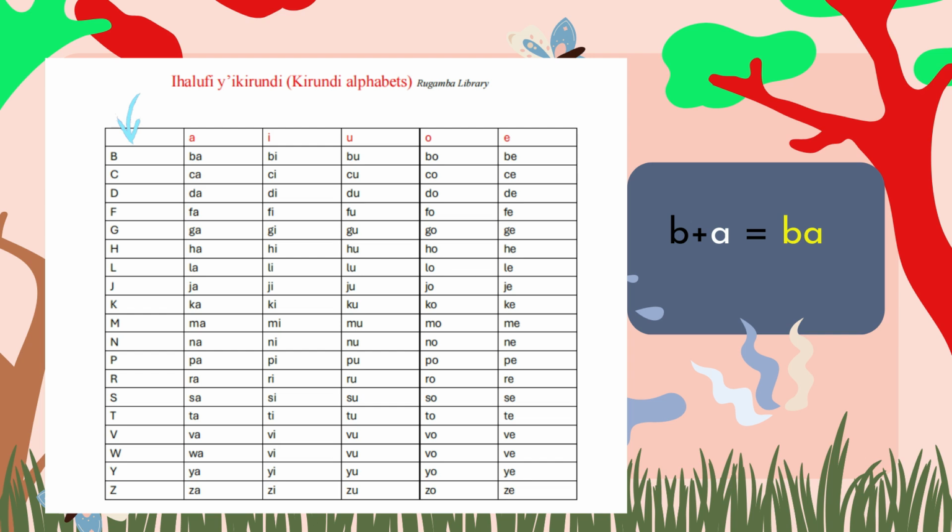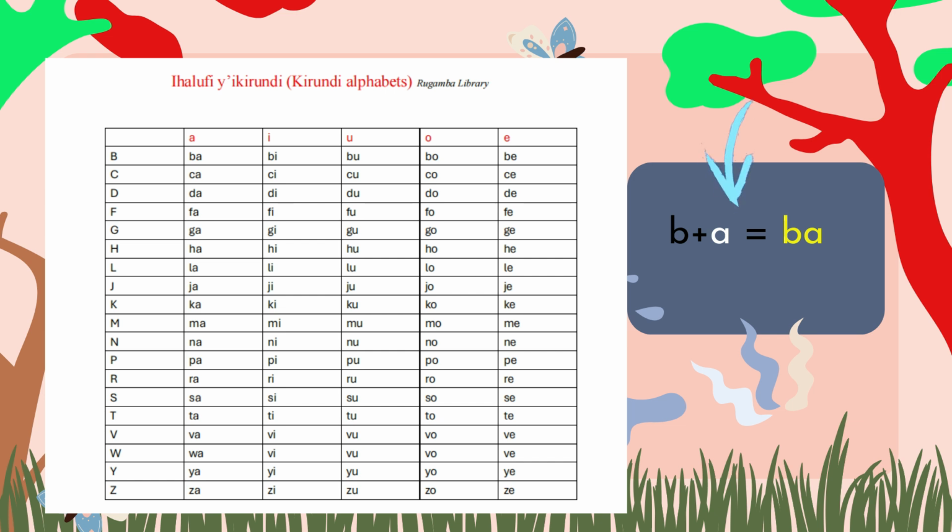We have be, che, de, fe, ge, he, le, je, ke, me, ne, pe, re, se, te, fe, we, ye, te. So how do we connect them? You take one consonant plus a vowel, and that gives you the construction of a word, a single word.